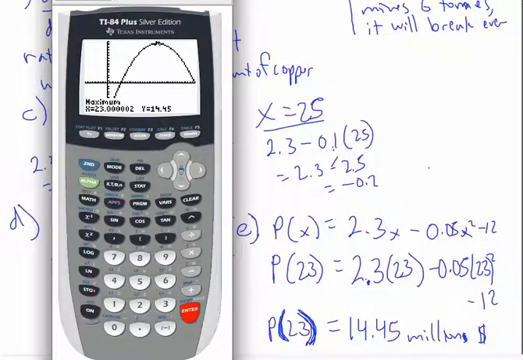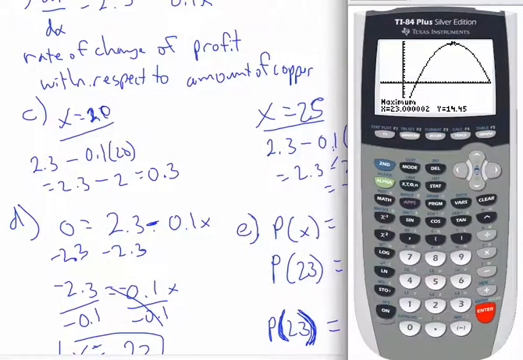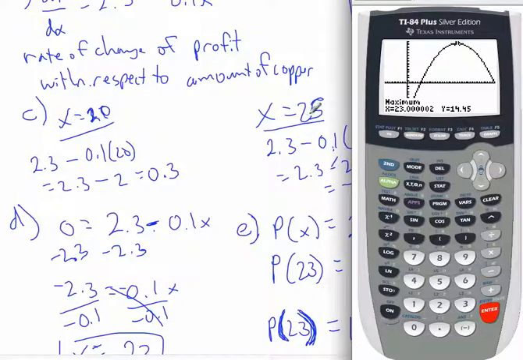So we saw before that if the amount of copper goes up to 25 tons, you're actually starting to lose some of your profit. And when the amount of copper is 20 tons, you're over here, so your profit is still increasing toward the maximum. The maximum profit occurs when you mine 23 tons. So that's how you would interpret that problem.